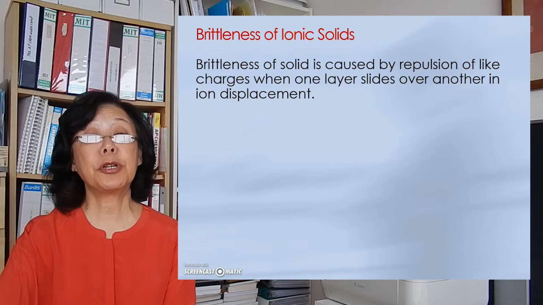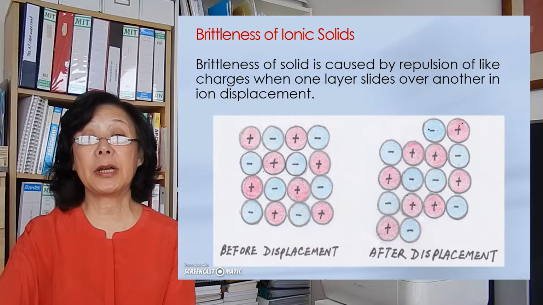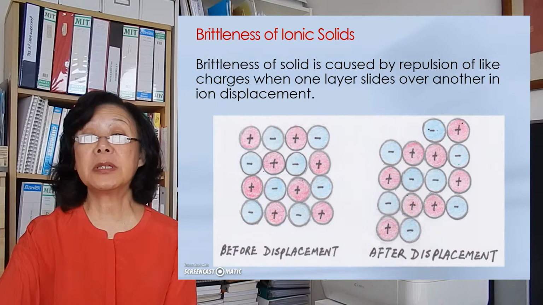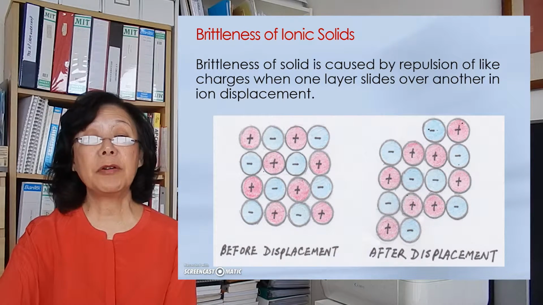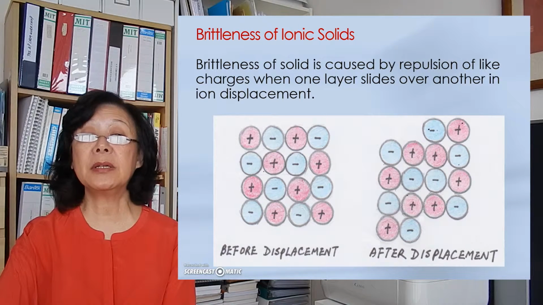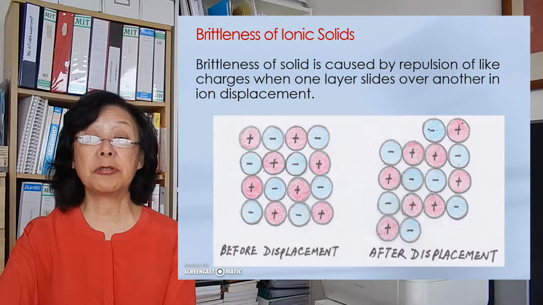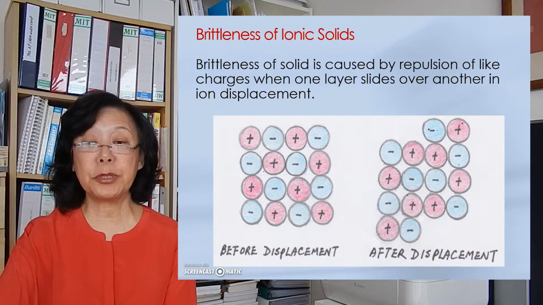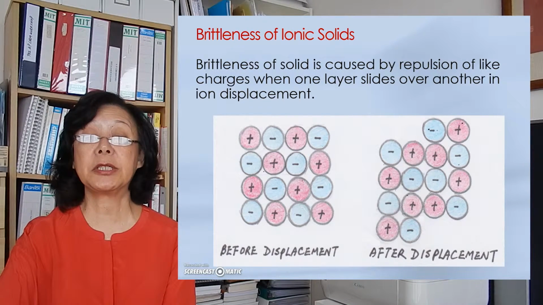Ionic solid is brittle, and here's a diagram that can explain why. Before the displacement, we have a very orderly arrangement of alternate positive negative charges to hold them together. However, when the layers are displaced, then we have positive charges together and negative charges together, and that creates repulsion. Therefore, ionic solid is brittle after being displaced.